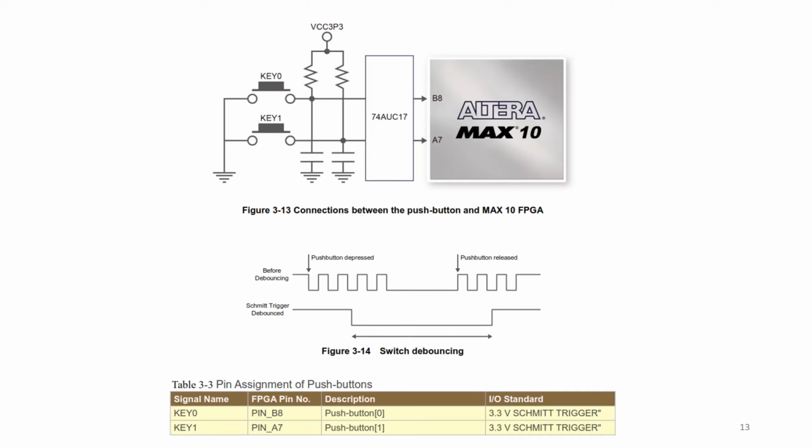And here we have the light emitting diode. Light emitting diode. We have again 10 of those, and those are the pin numbers for those 10 LEDs. LED 0 up to LED 9.